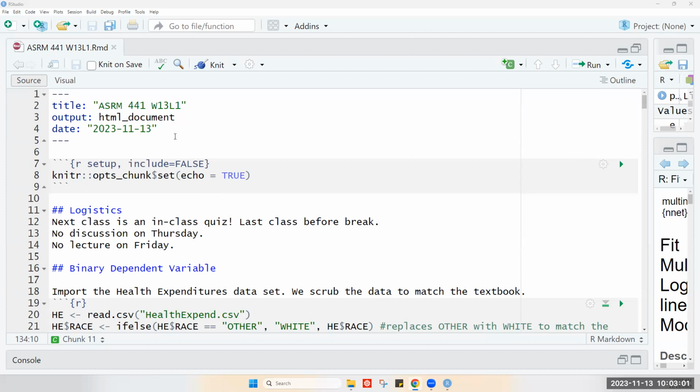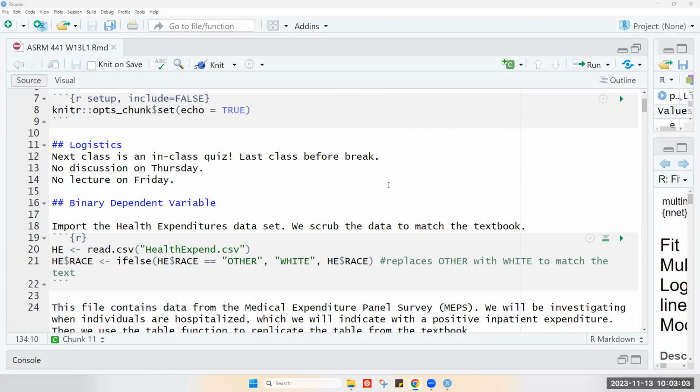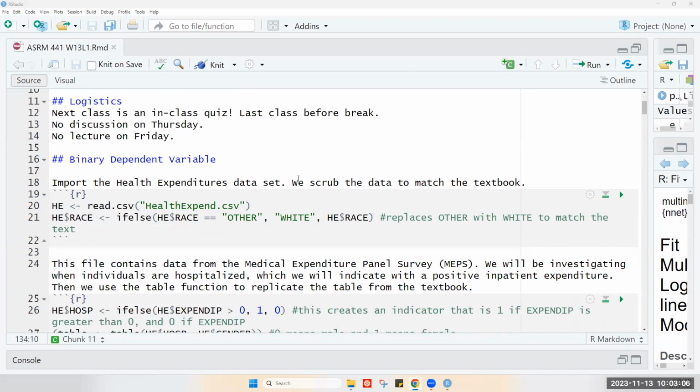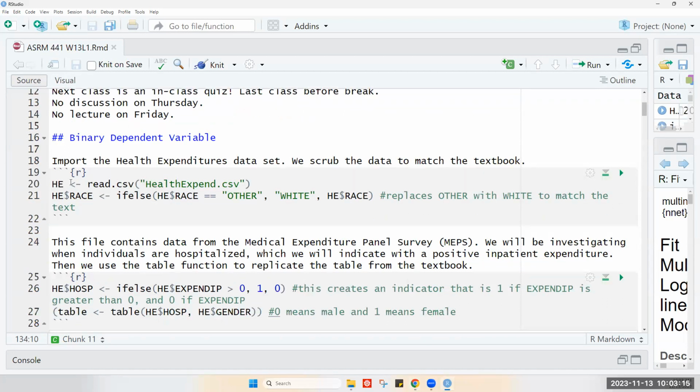All right. Then the first thing we're going to do today is import the health expenditures data. You did some of this during discussion, but I want to go over it so that we all understand what's going on. So this first line clearly just reads in the CSV file. This next line makes an adjustment to the race column. So there's already a race column, but in the book, they combine other race with the white race. And so that's what I do here.